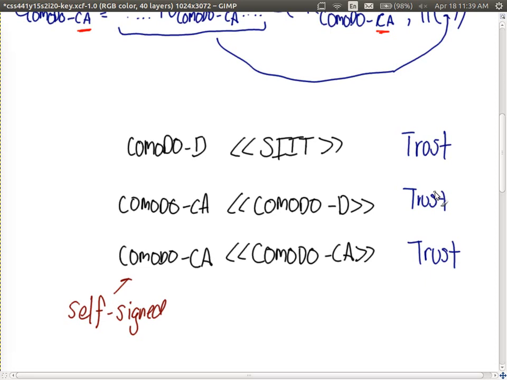My browser has trust in Komodo CA. If my browser doesn't trust it, I cannot verify all this, right? So we said my browser trusts Komodo CA. If my browser did not trust Komodo CA, then my browser would not trust Komodo D, and therefore it would not trust SIT. Let's see where our browser shows us that.